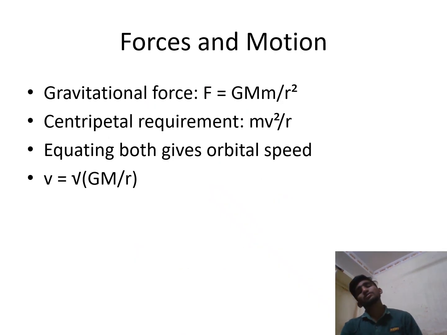Second, this is the formula of gravitational force: F equals G M m by r square. Centripetal force equals m v square by r. Equating both gives the orbital speed v equals square root of G M by r.